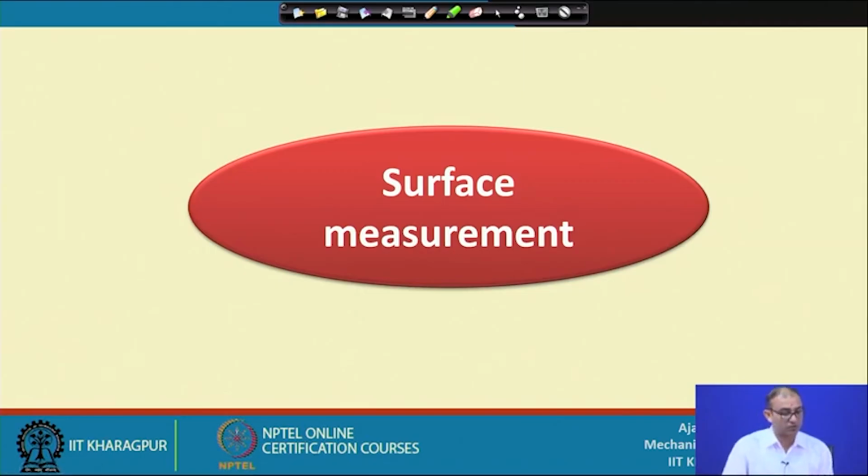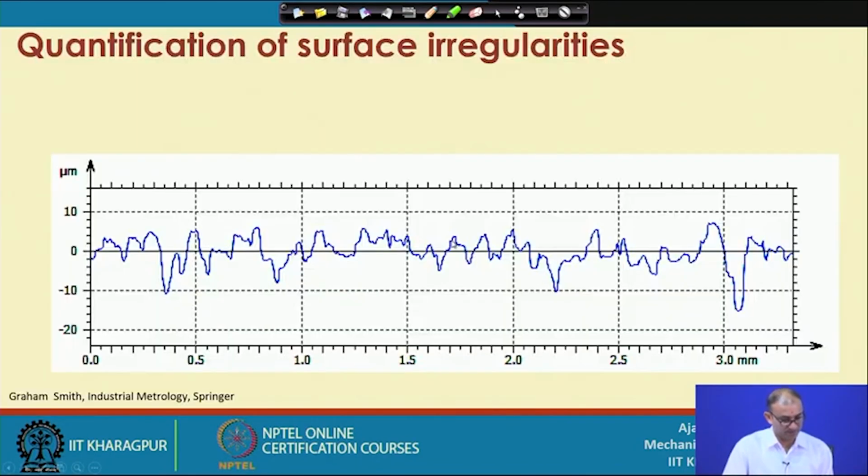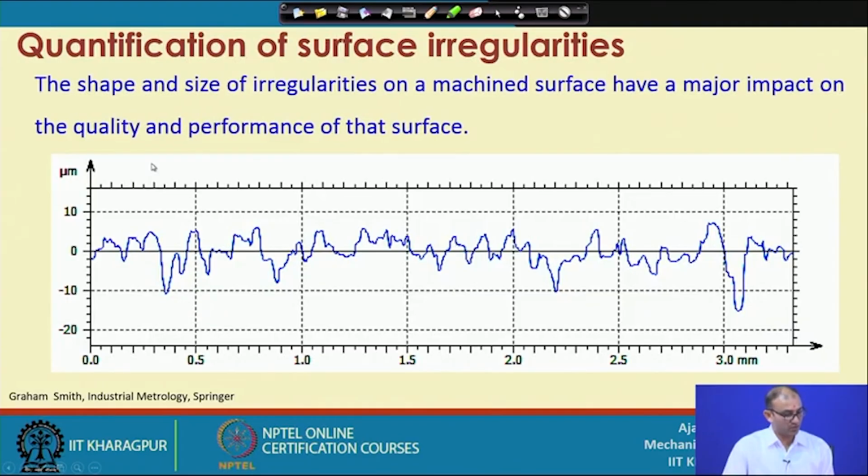Once you do machining of the component, then you have to do a lot of measurement: dimensional measurement, and then measurement of the surface roughness, burr formation, many things. So, this is the routine graph which you can get from the surface profiler.